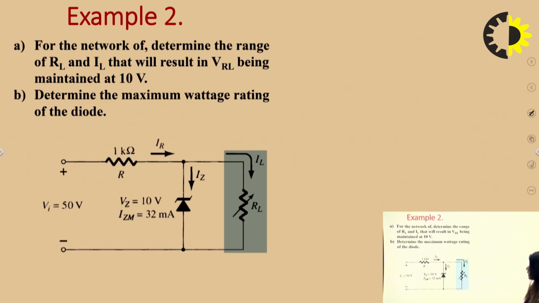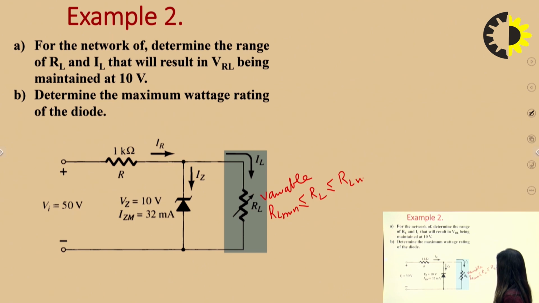For the network, determine the range of RL and IR that will result in VRL being maintained at 10 volts. This is the case where RL is variable. We need to find the value of RL minimum and RL maximum. Since RL is variable, we are focusing on the RL minimum and RL maximum.